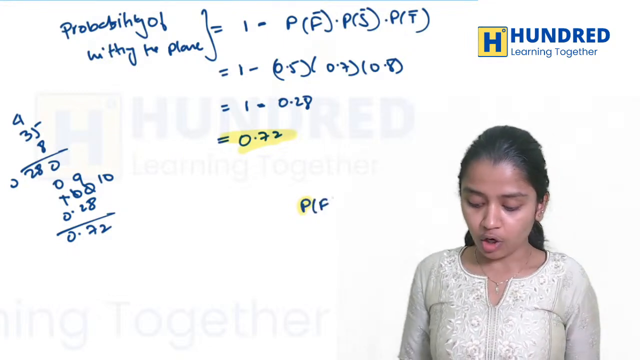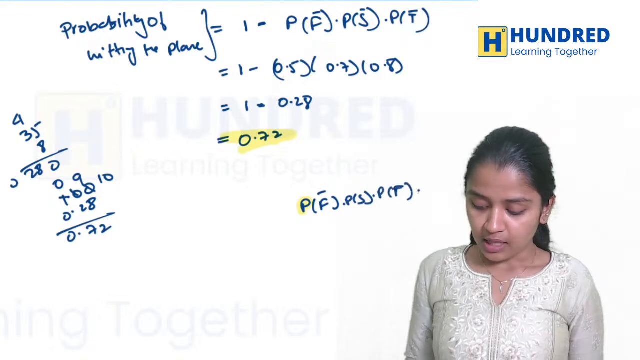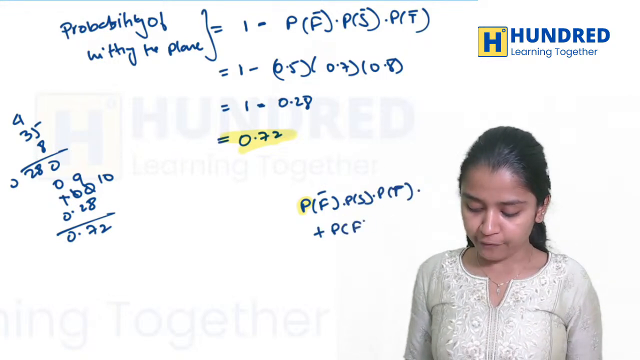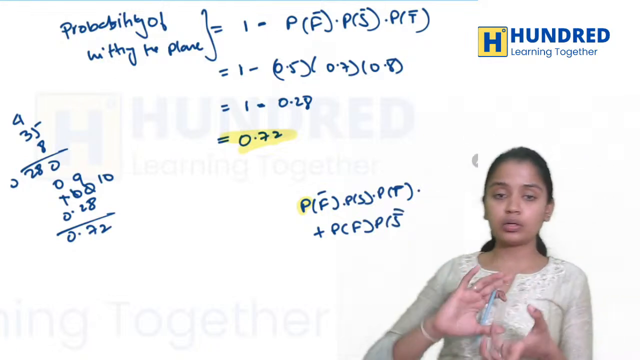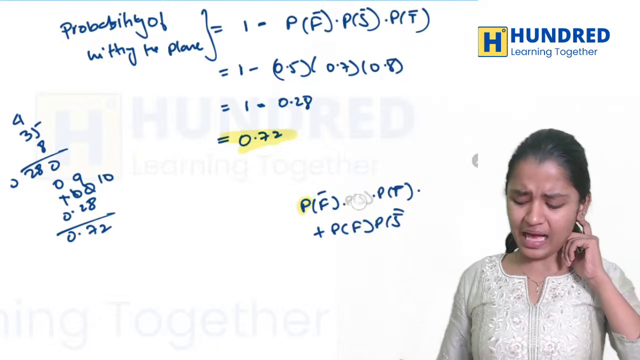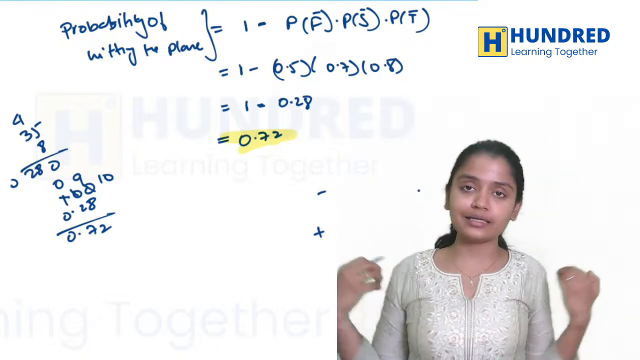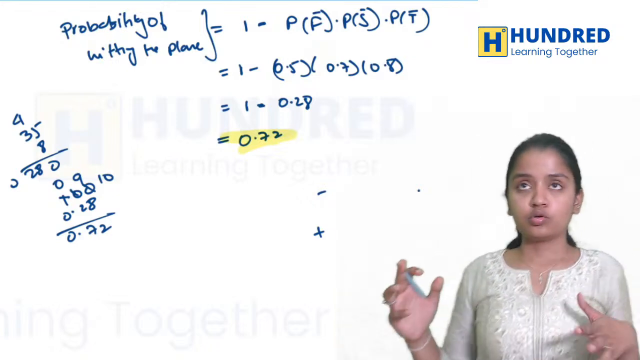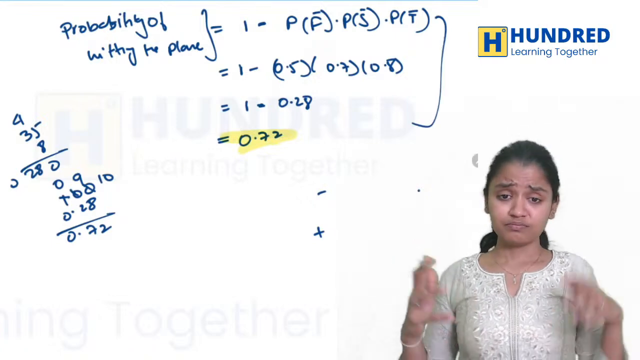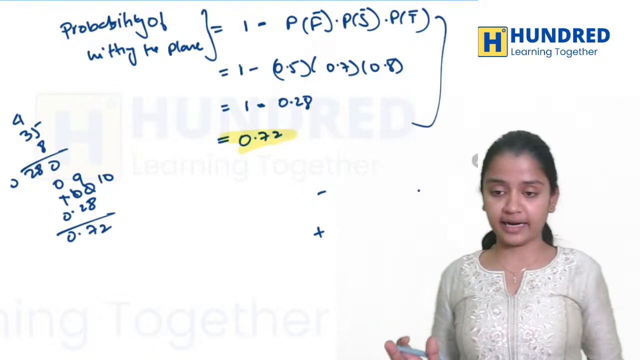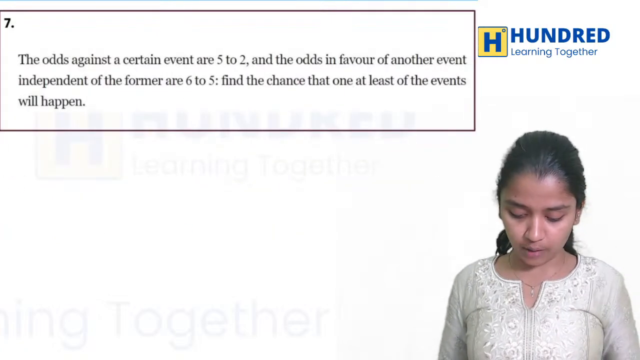So P of F complement into P of S into P of T, next plus P of F into P of S complement, that kind of combination. So basically you will be having 216 combinations, no? So three basically, it is not 216, you will get many combinations. So this will be a little easier. That's why try to approach the problem this way when you're having difficult, complicated sums.